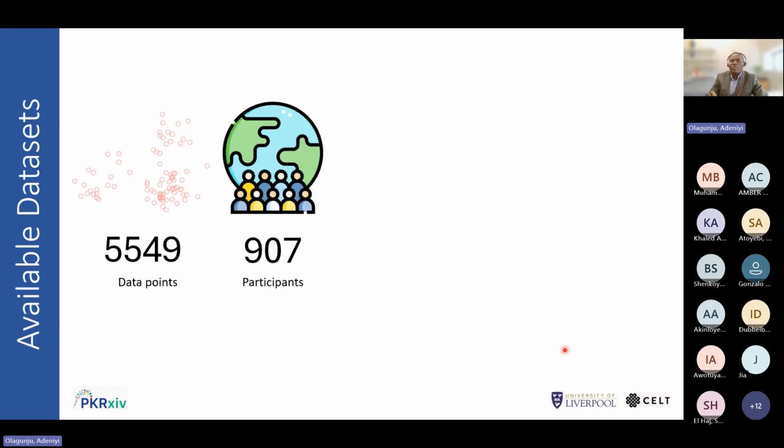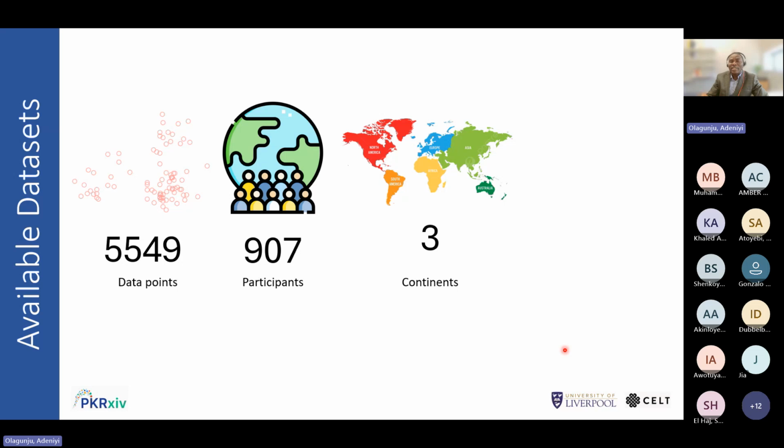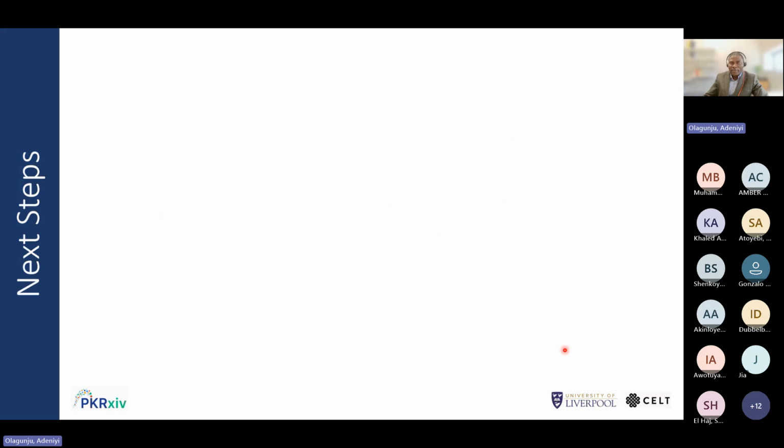And the available data sets that you find on PKRxiv at the moment include more than 5,500 individual data points from 907 unique participants from across the globe, specifically from 3 different continents: North America, Africa, and Asia. And then we've got 6 different sample types. That's biological matrices, including plasma, breast milk, cervical-vaginal fluid, cord blood, and so on.